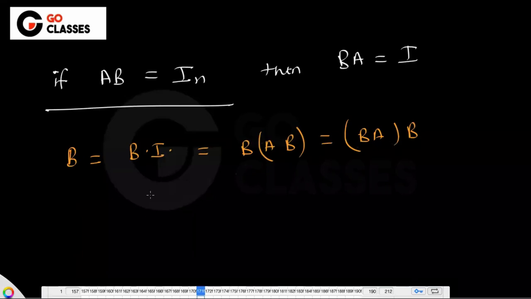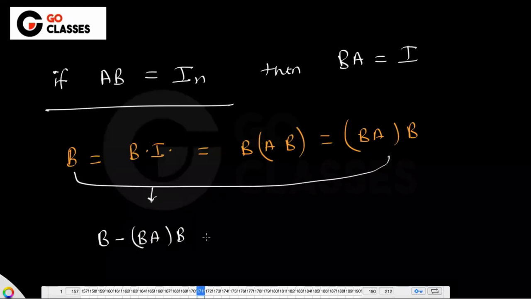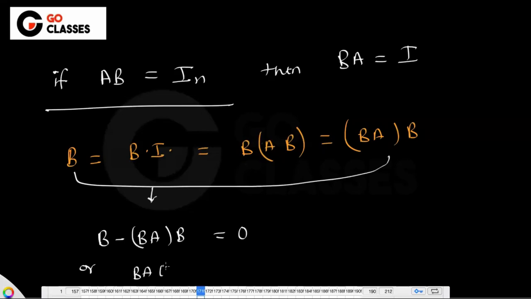I think from here we can do something. Maybe from these two, if these two are equal, then you can say B minus BAB equals 0. Or maybe let me write BAB minus B equals 0. Both are the same, but let me write in this way. And then maybe you can take B common. This is (BA minus identity) into B equals 0.